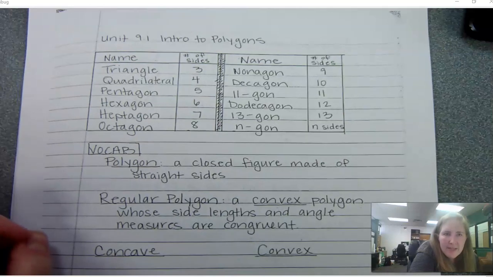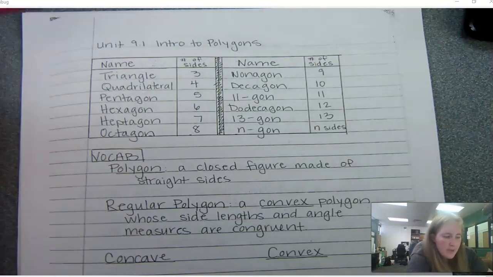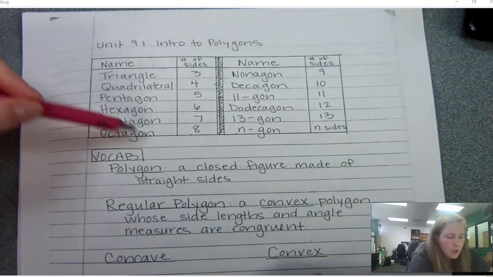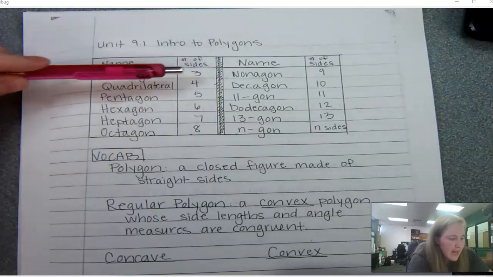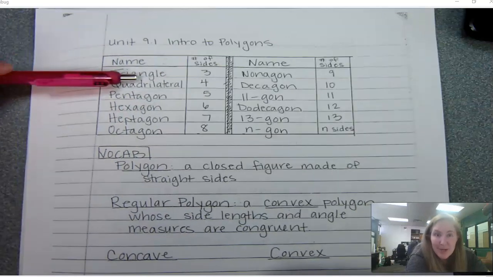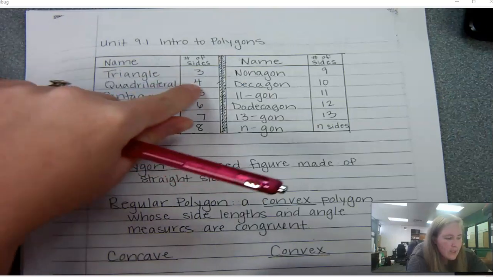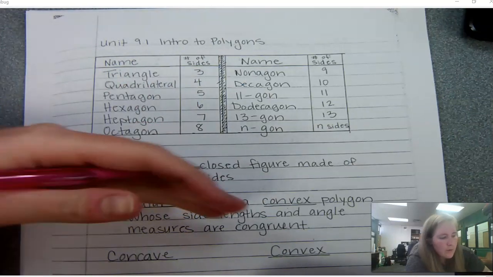Guys, it's Coach Kaufman here, and we are going to talk about Unit 9.1, just some introduction to our polygons unit. So we've got this chart, hopefully you've already written it down, and it just talks about the names of these polygons. So obviously we've talked a lot about triangles this year, so it just has 3 sides, it's called a triangle. Any 4-sided shape is a quadrilateral, 5 sides a pentagon, so on and so forth.